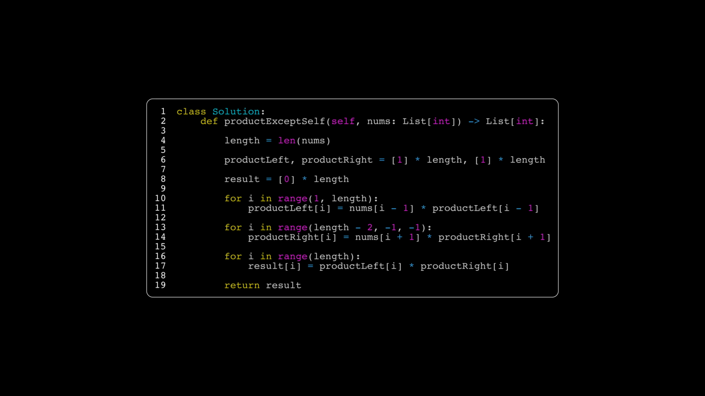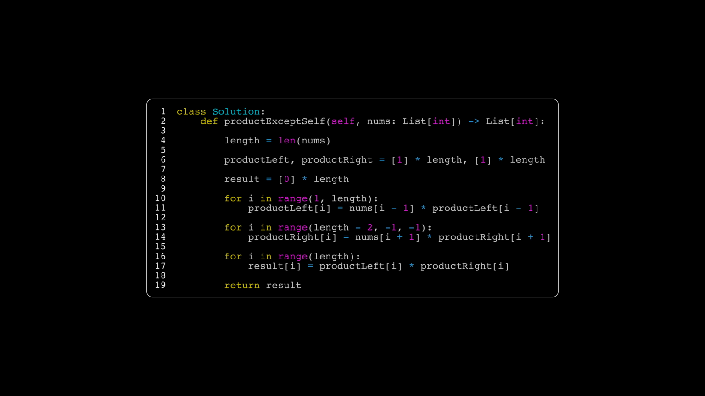This code elegantly translates our approach into an efficient algorithm. We begin by initializing three arrays, product left, product right, and result, each of the same length as our input array nums. The first two are filled with ones while result is initialized with zeros.